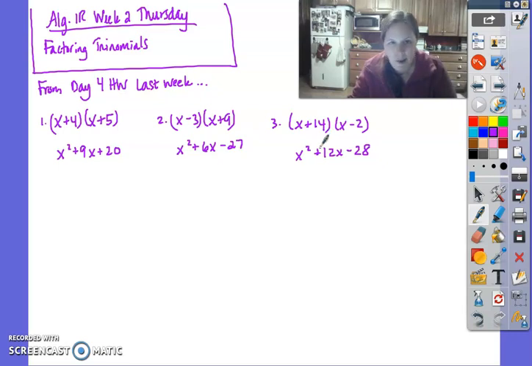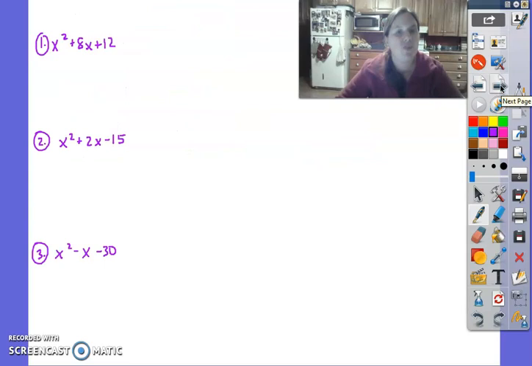Spoiler alert, number 3 is going to do the same. What do you do with 14 and -2 to get -28? Oh, you multiply them. And what do you do with 14 and -2 to get 12? You add them. So we're going to take that knowledge, that stuff that you proved true last week on day 4 with your homework assignment, and we're going to take these 3 trinomials and break them down into the product of 2 binomials, or 2 sets of parentheses being multiplied.